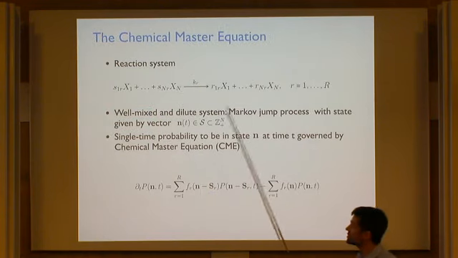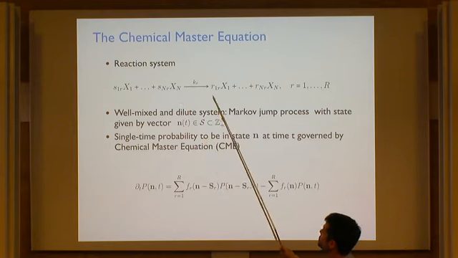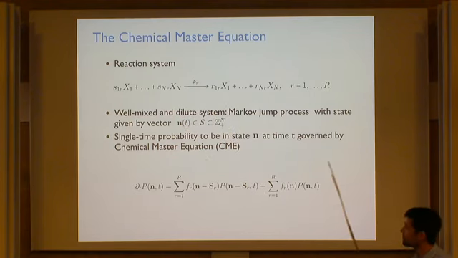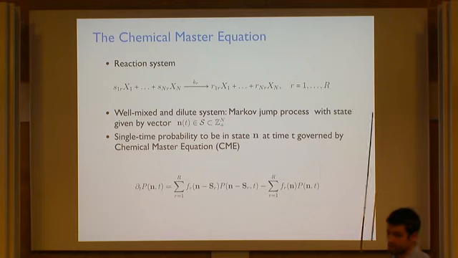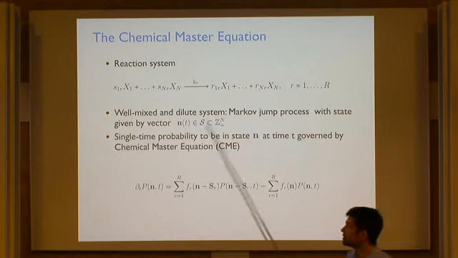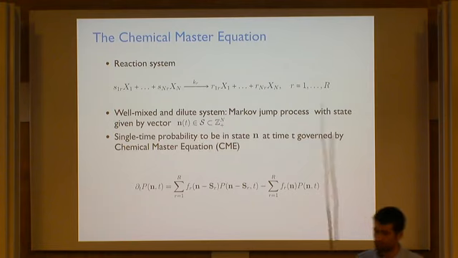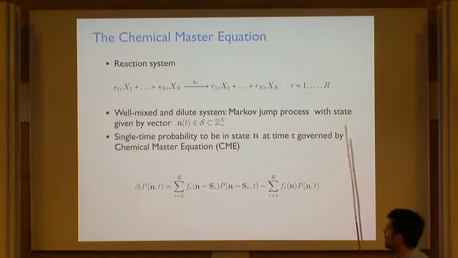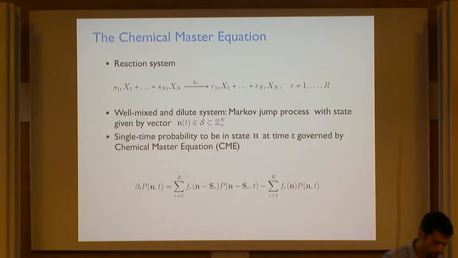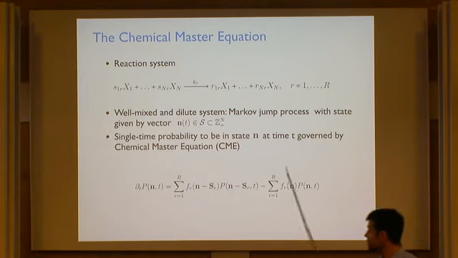I will assume that we have some species Xi that interact with each other with some reactions, and we have some stoichiometric coefficients. And as you all know, if the system is well mixed and dilute, then the dynamics can be described as a Markov jump process. The state of the system is simply given by a vector whose entries are positive integer numbers and give the molecule numbers of the species in the system. And the single time probability distribution to be in such a state at a given time is simply governed by the chemical master equation, which we will not need explicitly, but I write it down here anyway.